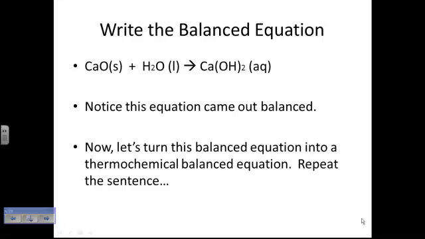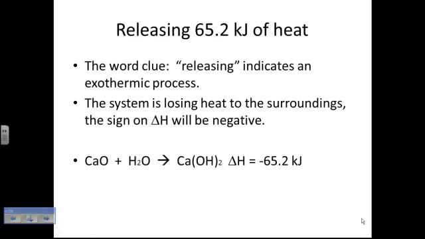The next step of our lesson is to turn this balanced equation into a thermochemical equation, and that's simply done by adding the delta H information at the end of our sentence. Recall the word clue, releasing. It clearly said releasing 65.2 kilojoules of heat, and I'll often say just kJs, kilojoules, abbreviated. At the end of our chemical sentence, we say the change in enthalpy is negative 65.2 kJs. At the bottom of our slide is our completed, corrected answer.